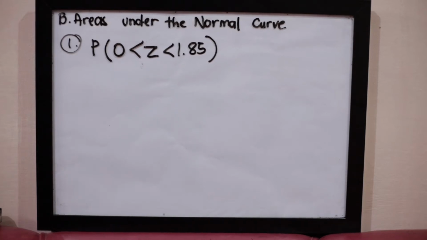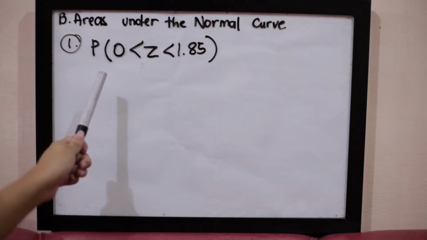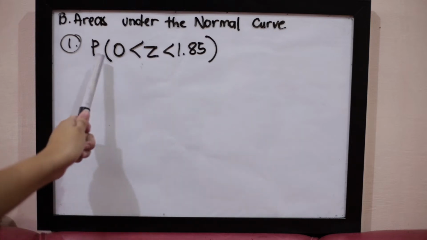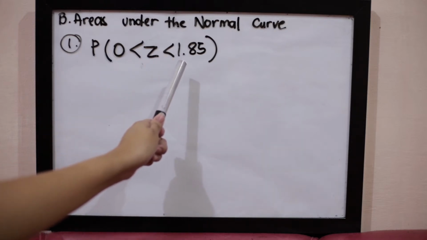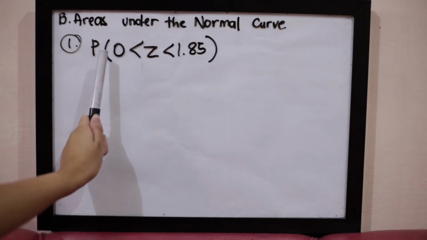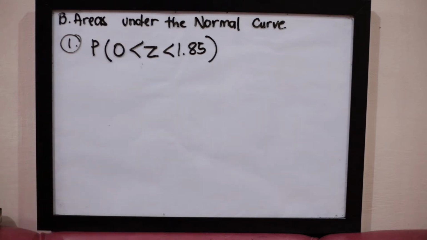So, first problem tayo. For the first problem, we have to get the probability. P here stands for the probability of getting a Z-score that is greater than 0 but less than 1.85. Again, Z-score daw is greater than 0 but less than 1.85. Ma'am, bakit naging greater than or less than?